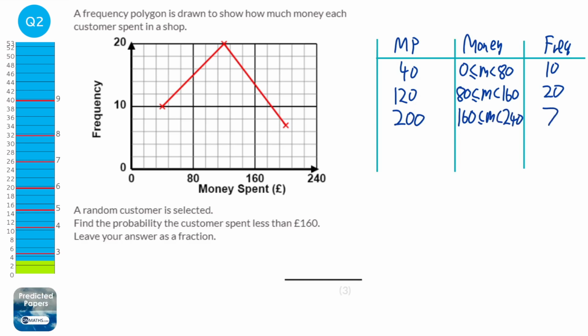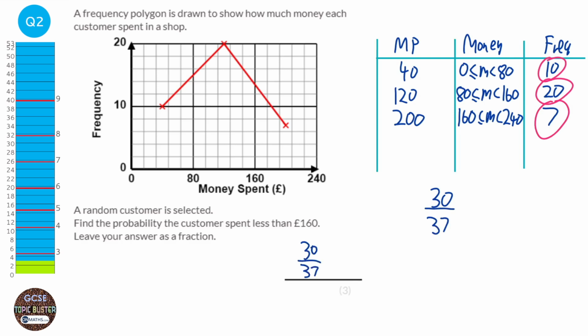So we're looking for the probability customer spent less than 160. So that is these two here. Okay, so there are 30 that are less than 160. And how many are there altogether? Well, it's that 10 plus the 20 plus the 7. So it's going to be over 37. So it's 30 over 37.